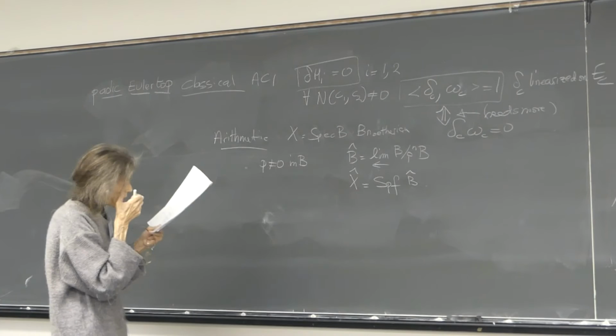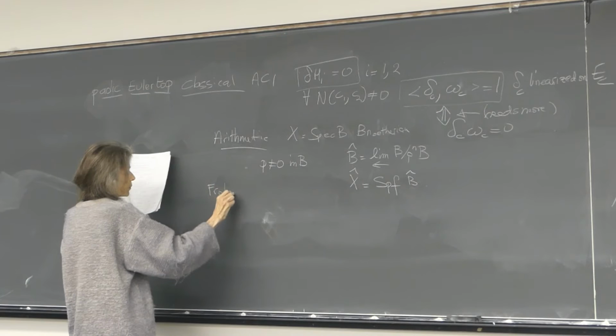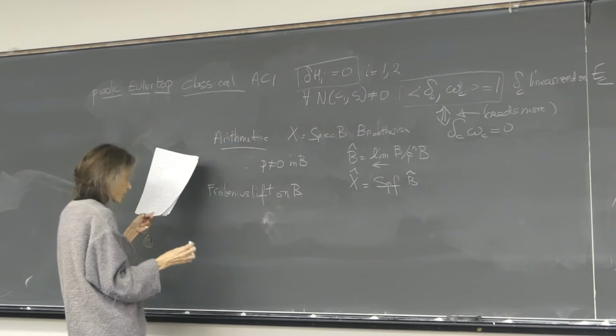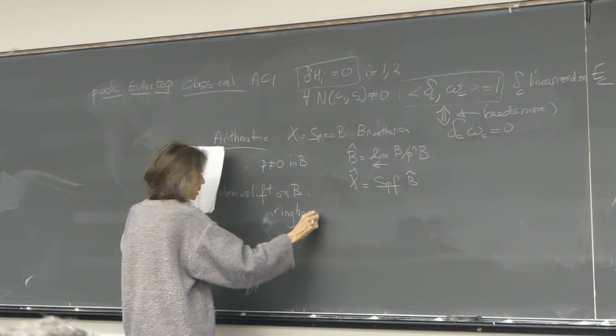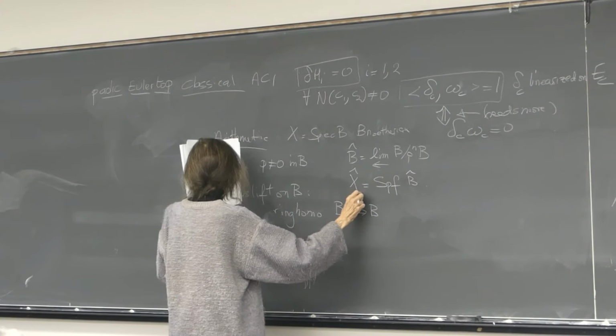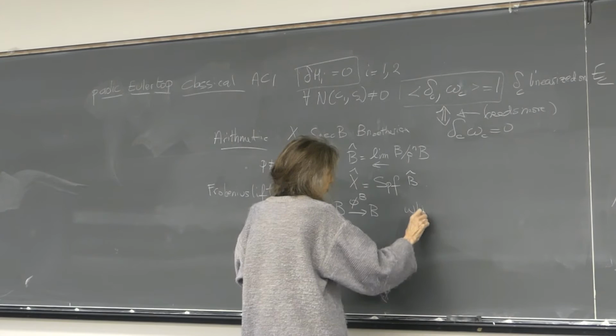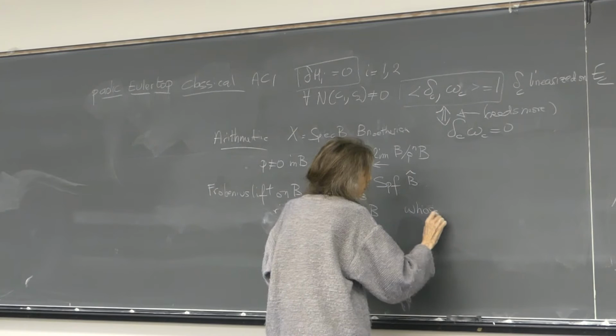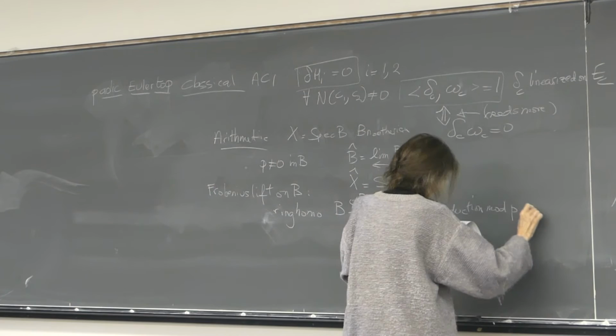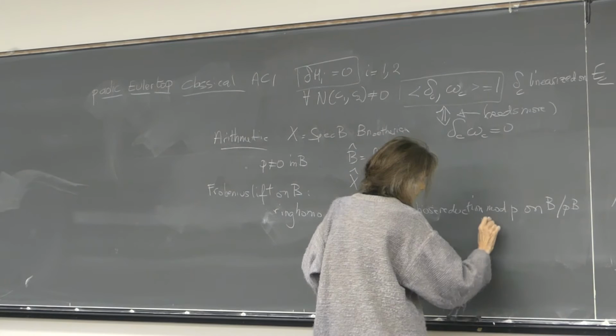And definition, a Frobenius lift on B is a ring homomorphism from B to B, let's say it's a phi upper B, which mod p is the Frobenius. Reduction of phi on B over p is the Frobenius. Okay.